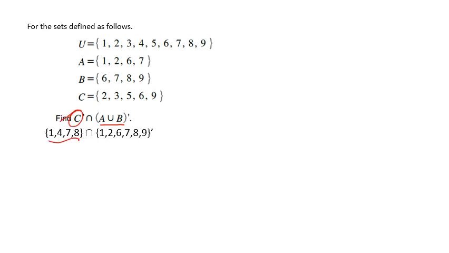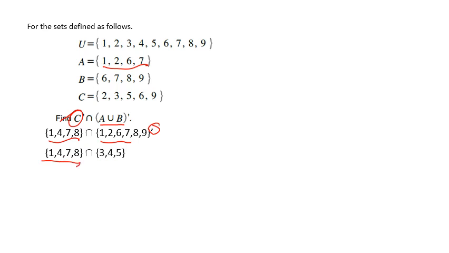Now inside parentheses, I'm joining A with B. I grabbed everything from A. But then I had to look at B, and I noticed that the 8 and 9 need to be there because I'm doing the union. The union means join them together. I have not done the complement of this yet, but I will in the next step.